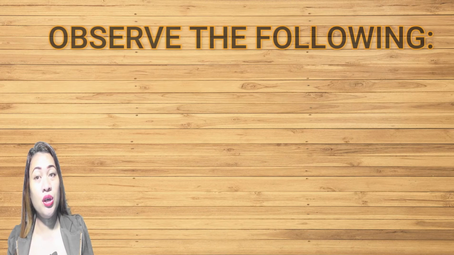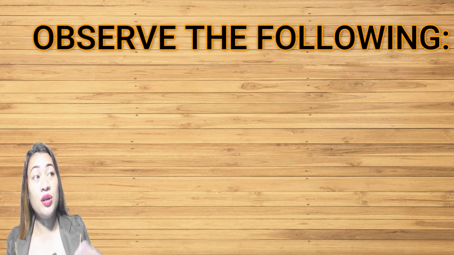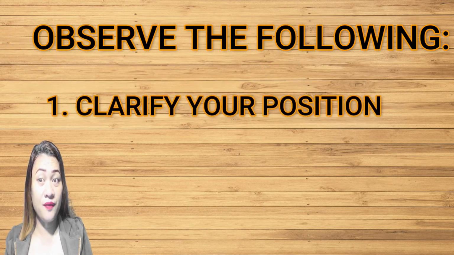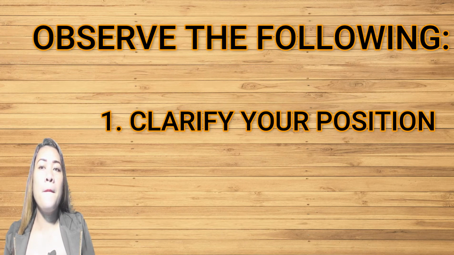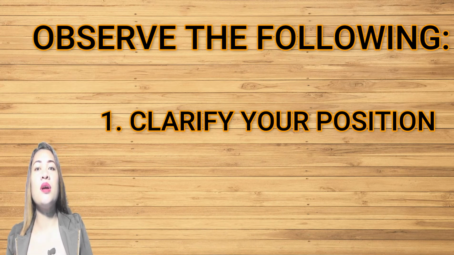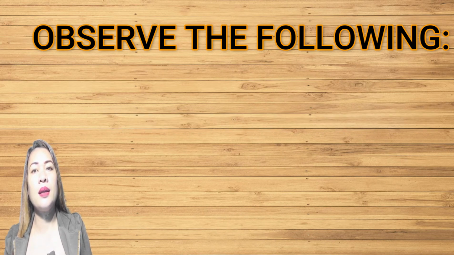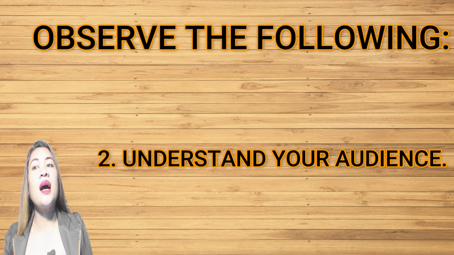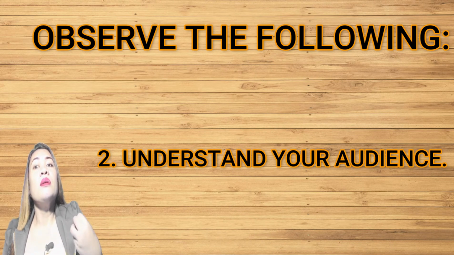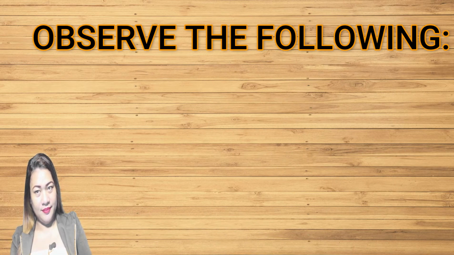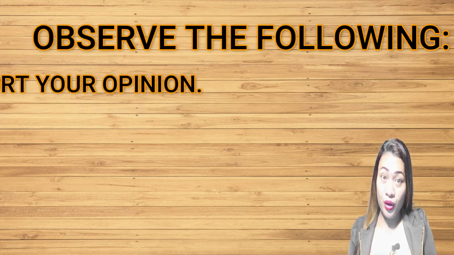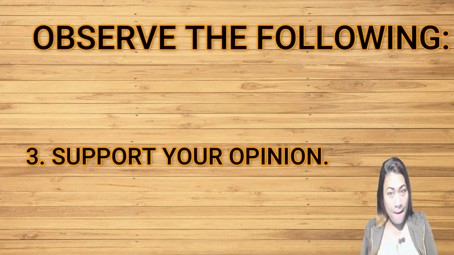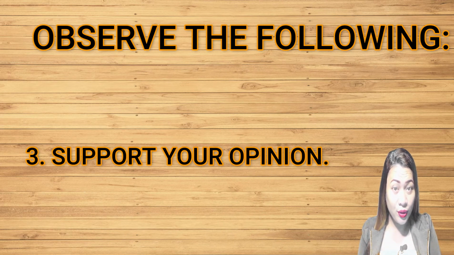So in drafting your speech, you need to observe the following. A, you clarify your position. That is the first thing you do. Begin your speech by giving a clear description of your issue and your opinion. Number two, understand your audience. Be completely attached to the audience you are trying to persuade. Is it clear? Number three, support your opinion. You provide facts, reasons, examples, and statistics to support your opinion.